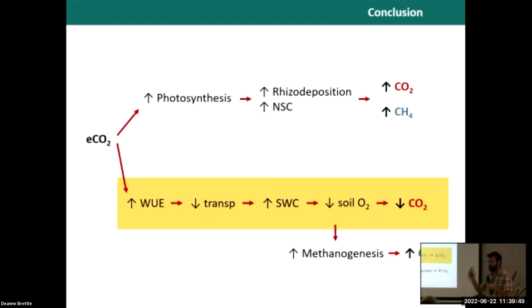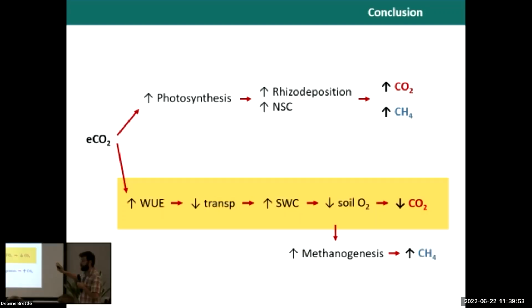So, coming back to the hypothesis, it looked like for carbon dioxide we may have fewer emissions under elevated conditions. That probably supports the hypothesis that elevated CO2 is leading to an increase in water use efficiency, so less transpiration, more soil water content, less oxygen, which may result in less carbon dioxide. It seems that this could be the path that our emissions are following.